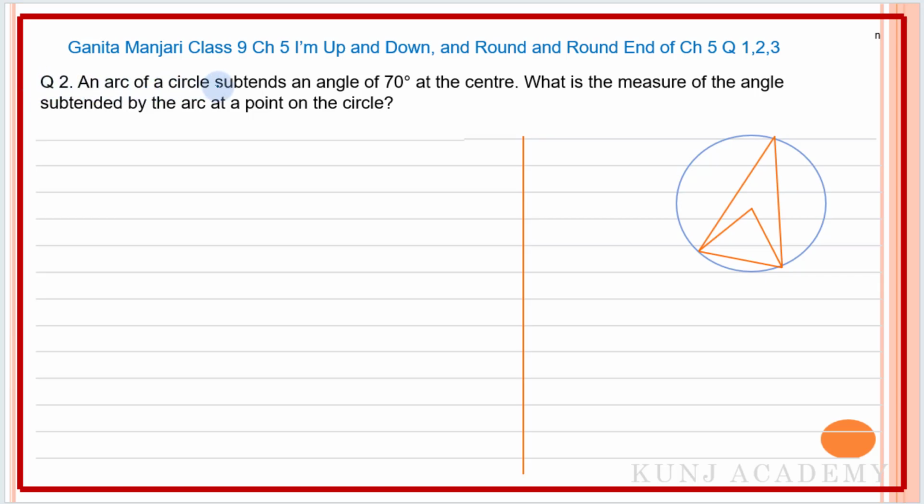Question 2. An arc of a circle subtends an angle of 70 degrees at the center.